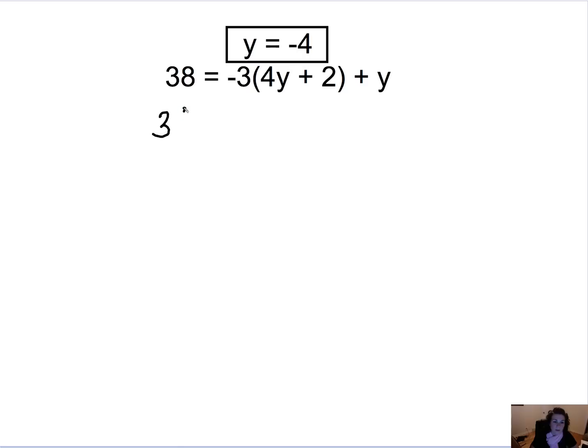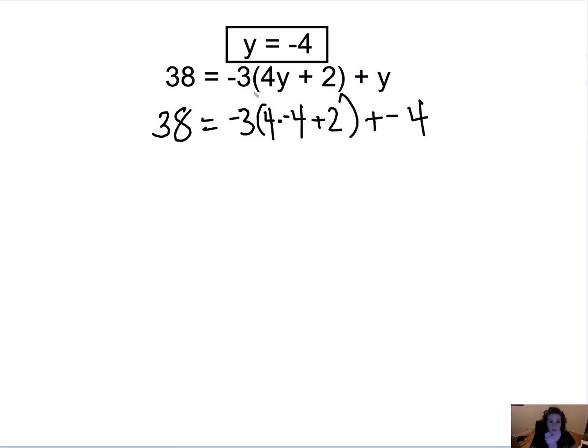So everything's going to stay the same, except when I get to the y, instead of y, I'm putting in -4 plus 2 plus, here's another y, so I put -4 again. Same thing. Notice everything stayed the same, except for those y's changed to -4s. Because that's what I think that the answer is. So on the left, clearly we have 38. We don't need to do anything. So let's look on the right.